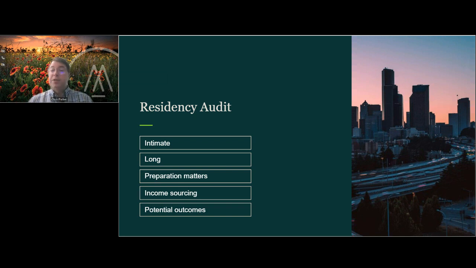And so that question about moving suddenly becomes more interesting for those folks who have been in Washington and now say, I don't really want to be subject to a 7% capital gains tax and want to think about transitioning out. If you do transition and you are subject to a residency audit, just keep in mind they are very intimate. They're going to ask you very personal questions about your lifestyle, where you spend your time, where you go to the doctor, where you go to the dentist, where you go to social activities, gyms. Very detailed, long, and going through that preparation matters.